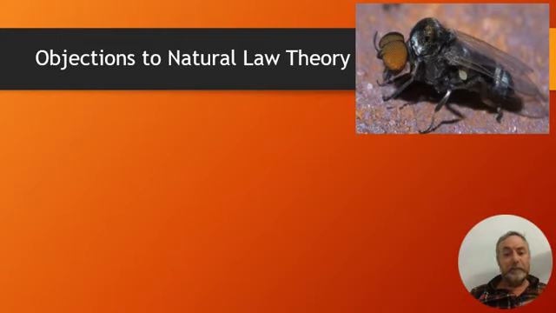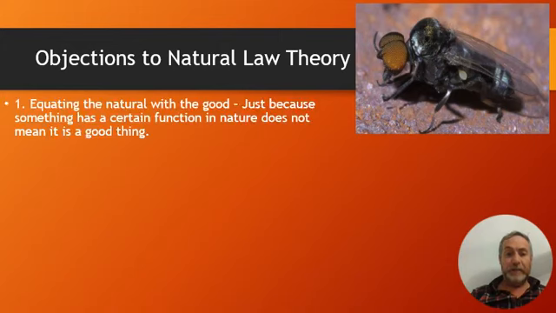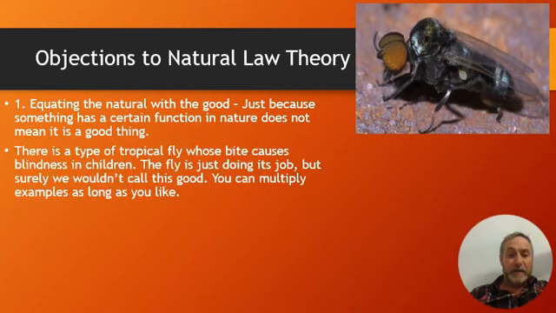But like all the theories we'll see here, there are some objections to natural law theory. So the first problem is this view equates whatever is natural, right? We observe the universe and see how things function. And if things are fulfilling their function, they're good, right? So you're equating the natural with the good, but there do seem to be a fair number of counterexamples. Just because something has a certain function in nature, we wouldn't say that all of those are morally good things.